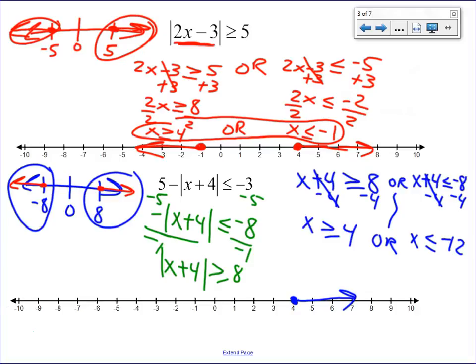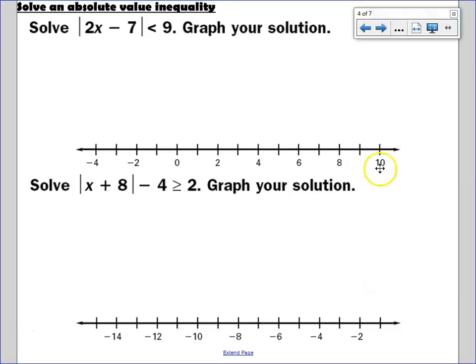So I can just add it over here. Equal there, and it's also less. So it'll be going that way. So those are our solutions graphed for that absolute value inequality. Okay, let's take a look at a couple other examples.